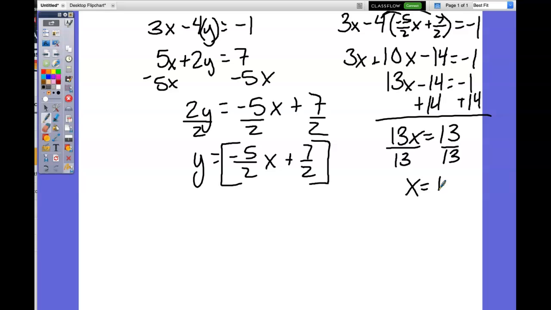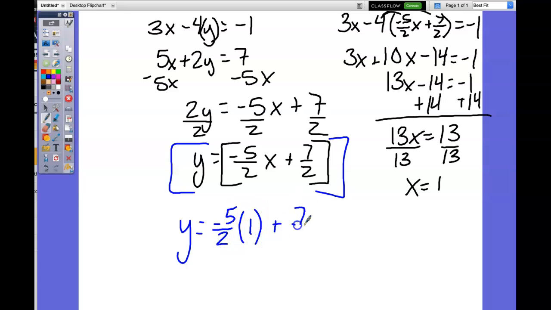So now when we plug this back in, I would plug it into the equation where we got y by itself, so that's this one right here. So y equals negative 5 over 2 times 1 plus 7 over 2. You good with that, Ryan? So then I would have negative 5 over 2 plus 7 over 2. Negative 5 plus 7 is 2 over 2, which equals 1.